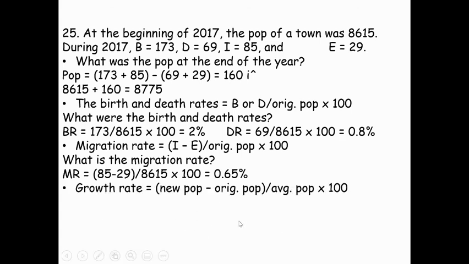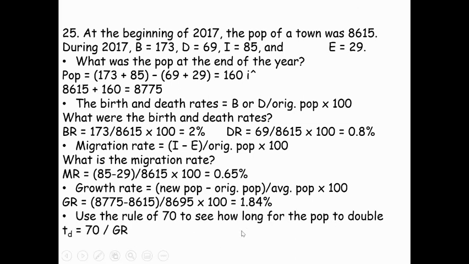Next question. All right, what's the growth rate? That is the new population minus the original population divided by the average between the new and original times 100. Showing you the answer in 5, 4, 3, 2, and 1. All right, so the growth rate, 8775 minus the original, divided by the average between the two, which is 8695, is a 1.84% growth rate.